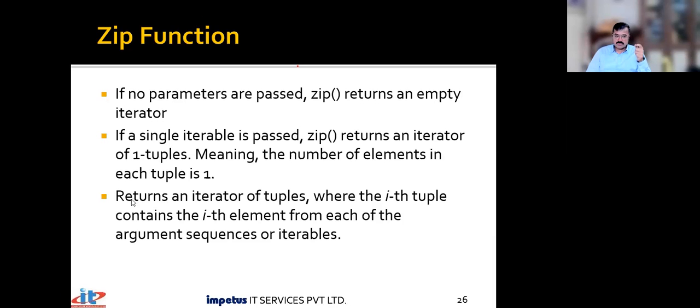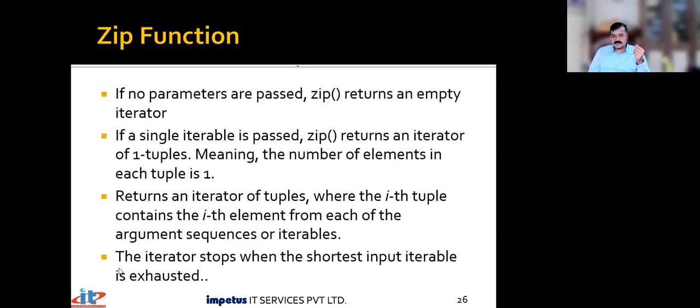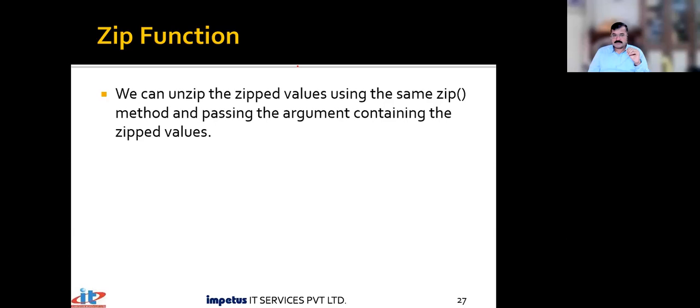But if I pass more, it returns an iterator of tuples with the ith tuple containing the ith element from each of the arguments. So if I pass three lists, the 0th tuple has the 0th element from all three lists, then the first element from all three lists. It's your choice how many iterables you would like to pass. Iteration stops when the shortest input iterable is exhausted. So if one list had 4 elements and the other had 10, when the shortest iterable has been exhausted, after 4 elements, it will stop. So it will give only 4 tuples.